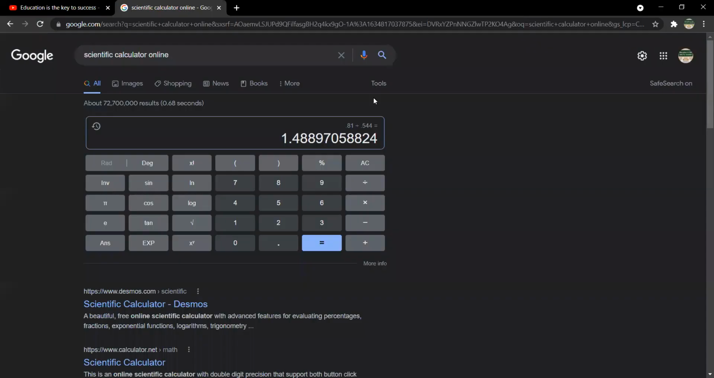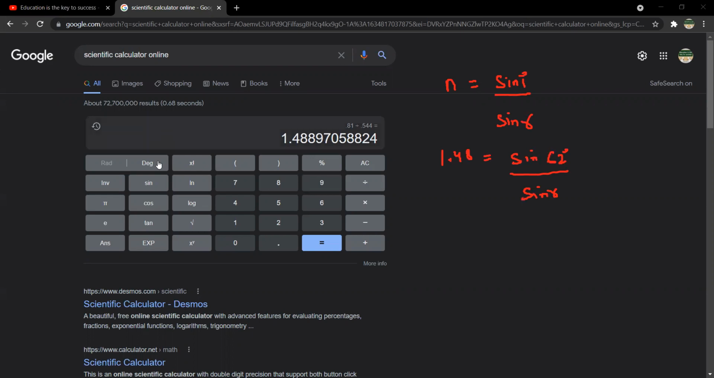Moving from air to glass, the refractive index is given by the formula sine angle I over sine angle R. The refractive index is 1.48 and the angle of incidence is 62, so it will be sine 62 divided by sine R. First we'll take the value of sine 62, and your calculator mode should be in degrees. Sine 62 is 0.88. So 0.88 divided by sine R is equal to 1.48.